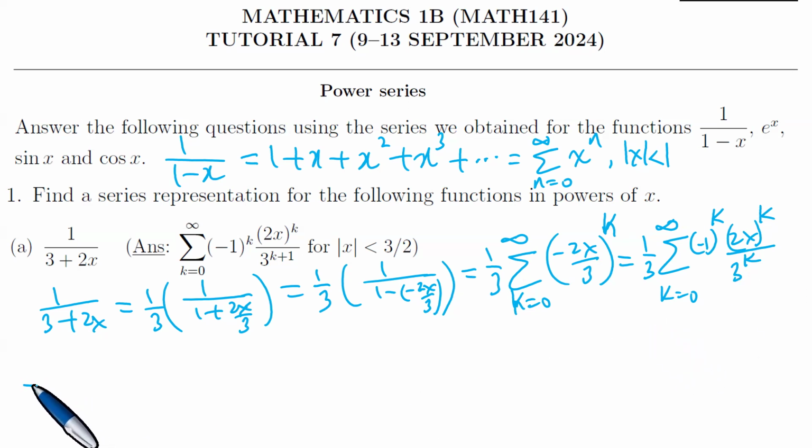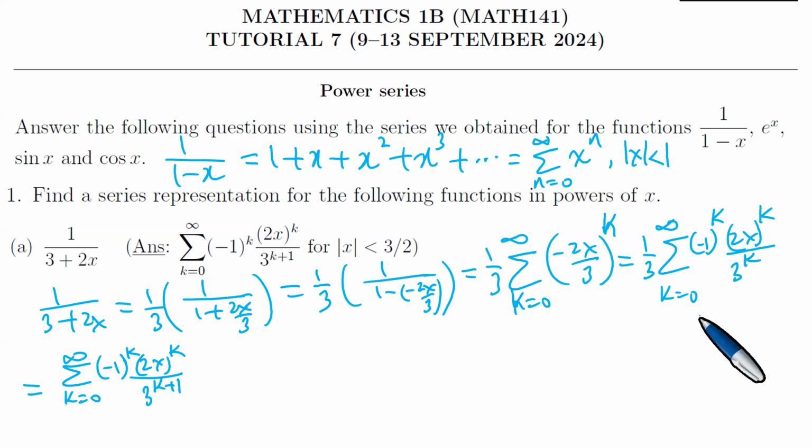So let's continue from here. Let's bring in the 1/3. Which is minus 1 to the power k, 2x to the power k divided by 3 to the power k plus 1. So this is what we're getting, which is exactly like this. But you must find the interval of convergence.